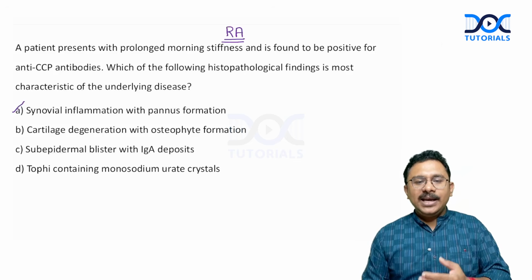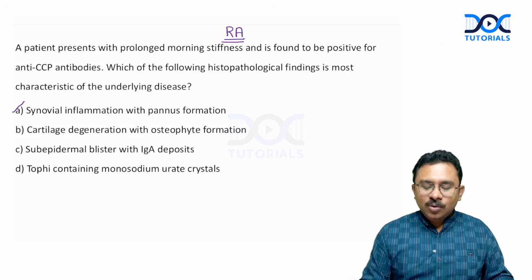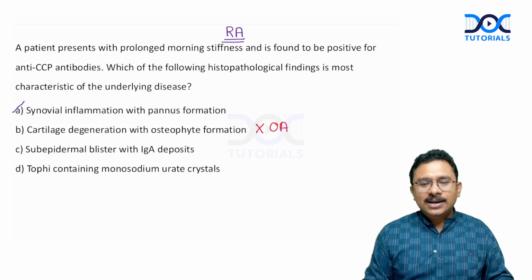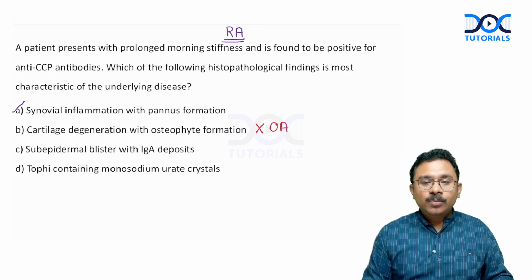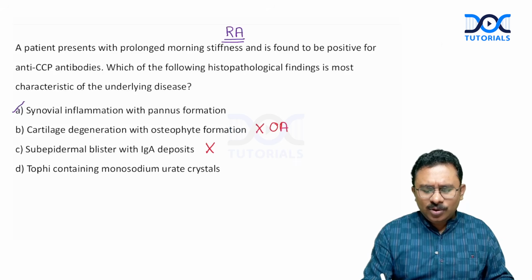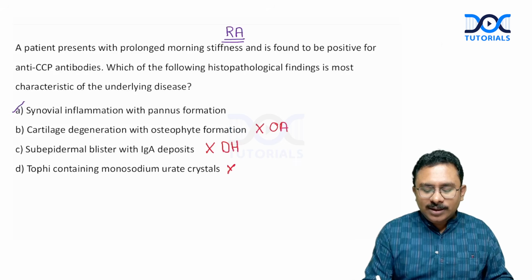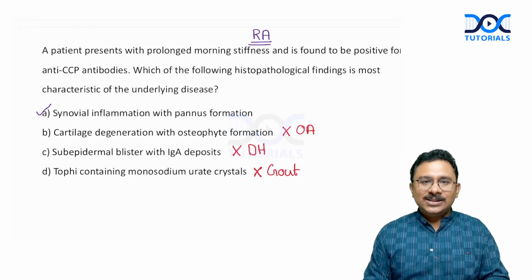But again, I would like to go through the other options. Cartilage degeneration with osteophyte formation. That is probably about osteoarthritis. That is not going to be the answer. Subepidermal blister with IgA deposits. Again, no, you're probably discussing dermatitis herpetiformis. Tophi containing monosodium urate crystals. No, again, you are thinking about gout. So again, option A is going to be the answer for this question, right? Okay.